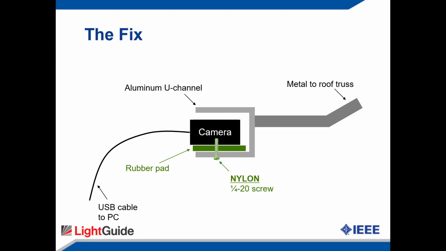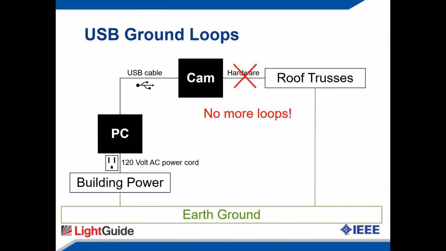We replaced that zinc steel 1/4-20 screw with a nylon 1/4-20 screw, which is an easy trip over to Home Depot or Menards. You can pick up a 1-inch long 1/4-20 screw. We did that. We tried that out, and that fixed the issue.